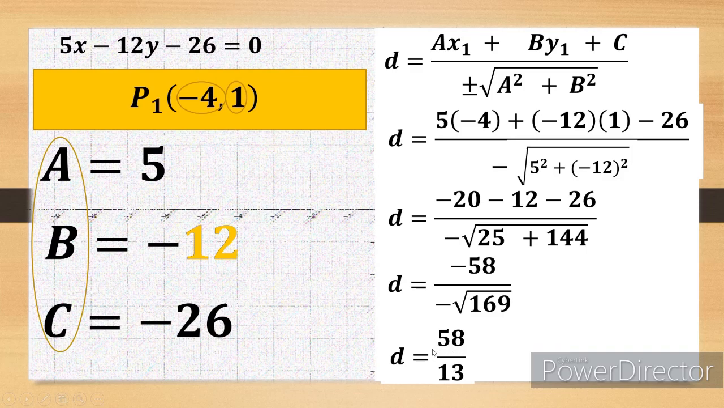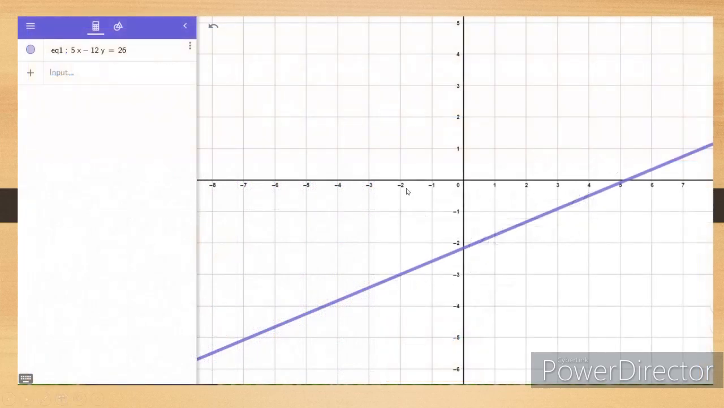So positive yung sign natin, ibig sabihin ang point natin dapat na ay above sa line na to. Okay, this is the line 5x minus 12y equals 26, and this is the point negative 4, 1. And as you can see, this point is above this line. So, again, the directed distance or perpendicular distance of this point to this line, we have 58 over 13.